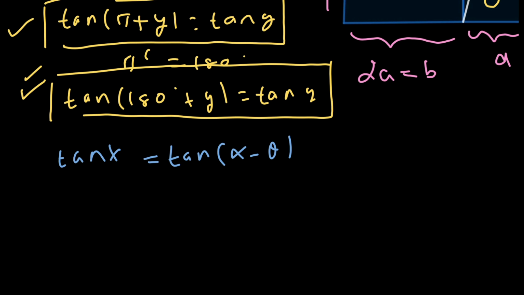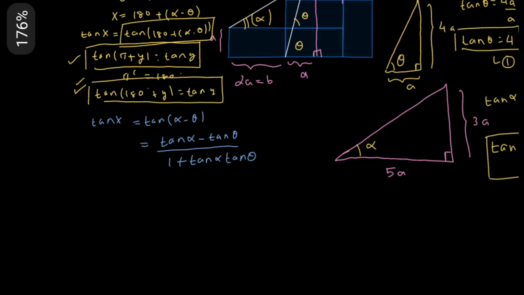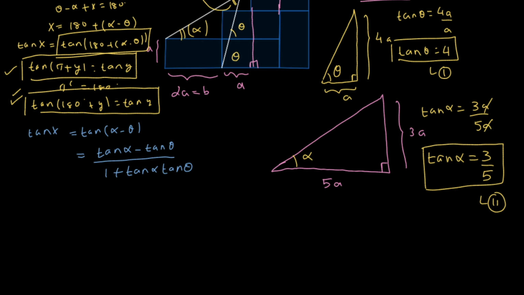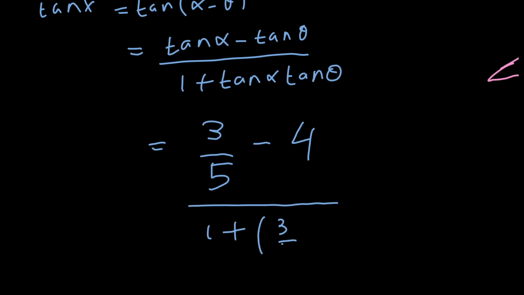Now we have a very nice identity for tangent of alpha minus theta, and that is tangent of alpha minus tangent of theta divided by 1 plus tangent of alpha multiplied with tangent of theta. Now remember that from equation number 1 and equation number 2, we clearly have the value of tangent of theta and tangent of alpha. Hence we can put those values over here. So the value of tangent of alpha according to equation number 2 is 3 upon 5 minus tangent of theta. So from equation number 1, the value of tangent of theta is 4. Okay. Now this thing divided by 1 plus 3 upon 5 multiplied with 4, that is tangent of alpha into tangent of theta.